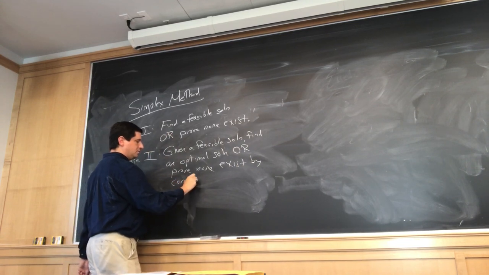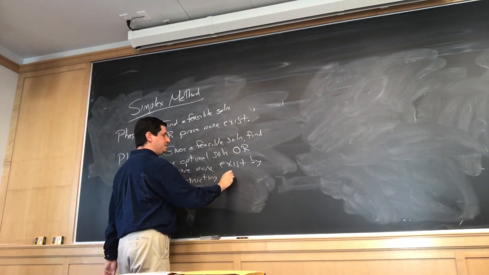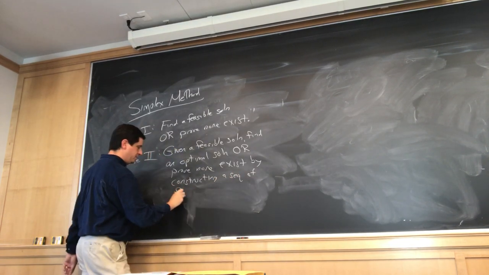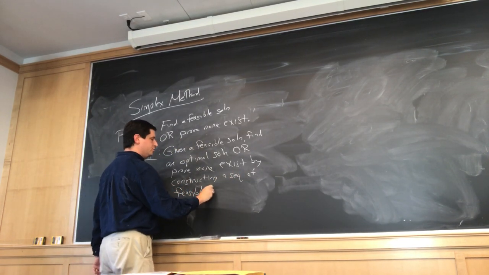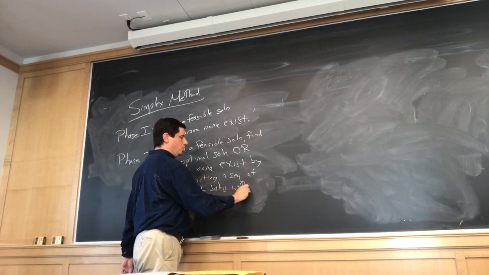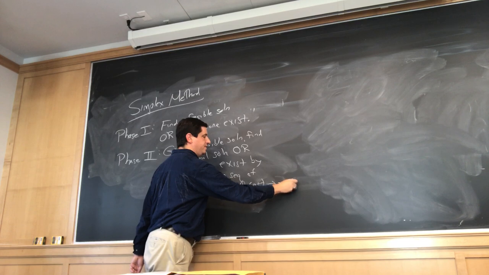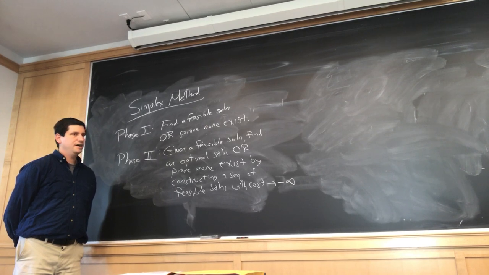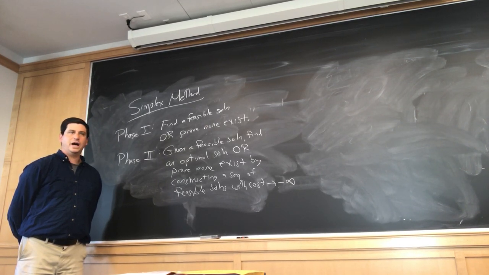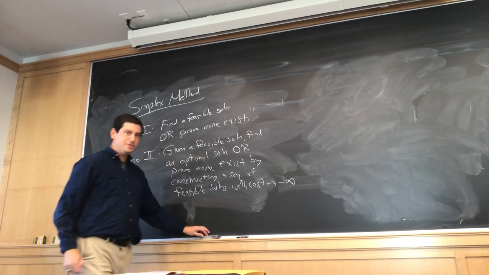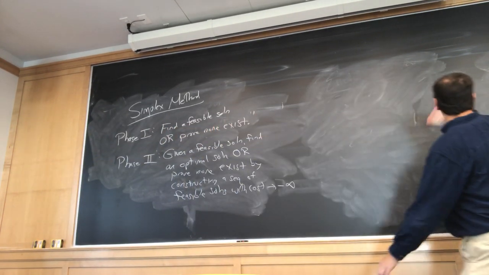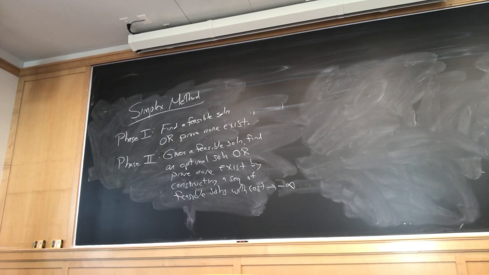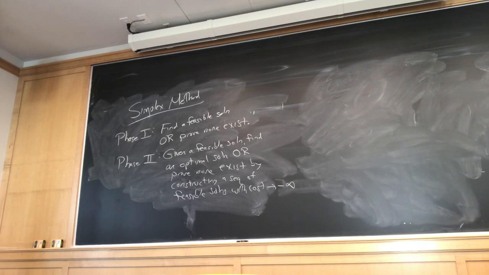by constructing a sequence of feasible solutions with cost going to negative infinity. So this is the simplex method. I have not said how to do this. I've just said these are the two phases. Phase one is to find a basic feasible solution. Phase two is, given a feasible solution, find an optimal or prove that an optimal doesn't exist.